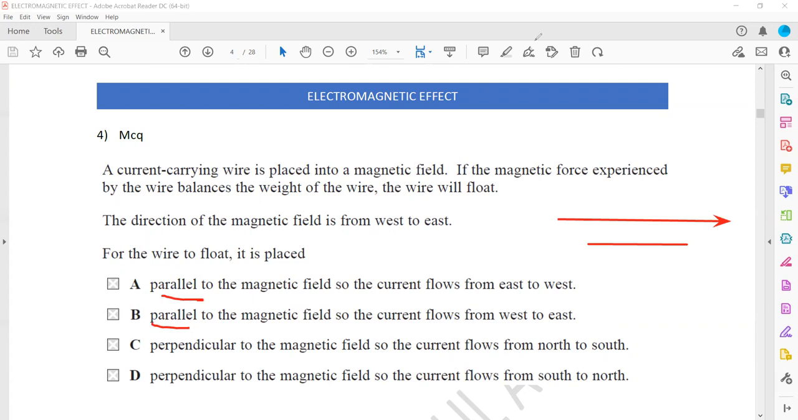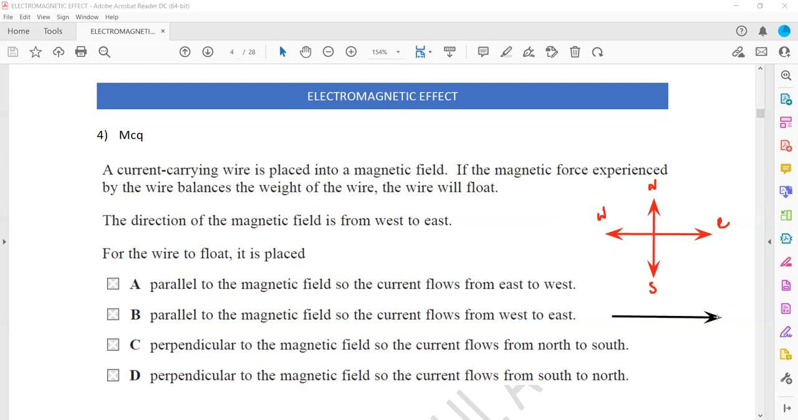And what is happening? We have north, south, east, and west. And the direction of the magnetic field is from west to east. So this is the direction of the magnetic field, from west to east. Now the weight of this wire is acting downward. So the wire must be perpendicular. So in which direction should the current flow so that it can balance the weight?